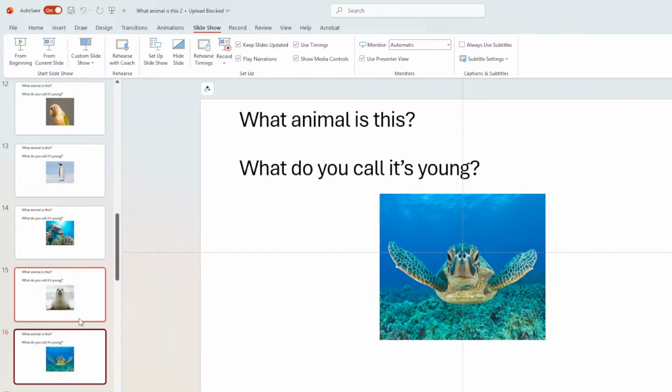And what do we call the young one of a turtle? Is there anyone who knows? What do you call the young one of a turtle?